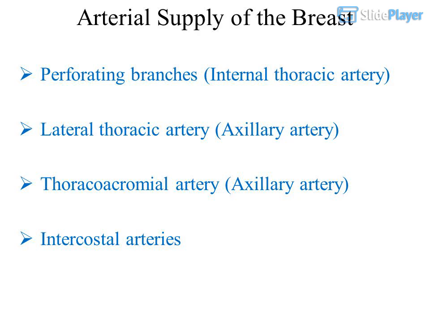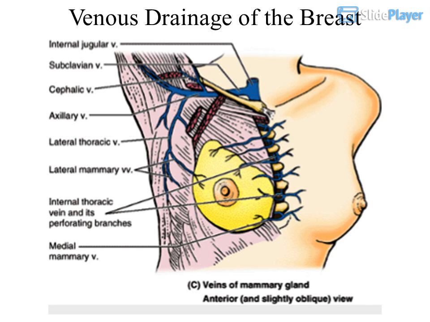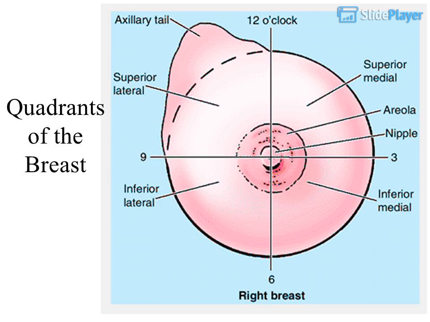Arterial supply of the breast: perforating branches of the internal thoracic artery; lateral thoracic artery, from the axillary artery; thoracoacromial artery, from the axillary artery; intercostal arteries. Venous drainage of the breast. Nerve supply: anterior and lateral cutaneous branches of the 4th to 6th intercostal nerves supply the quadrants of the breast.